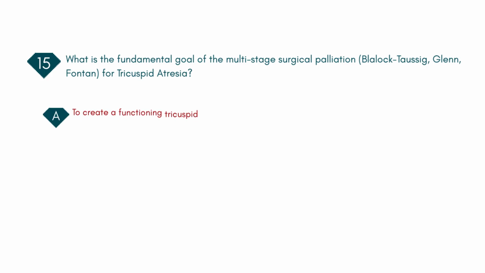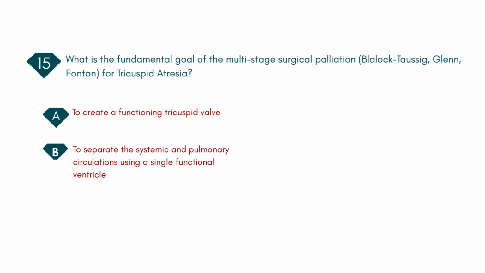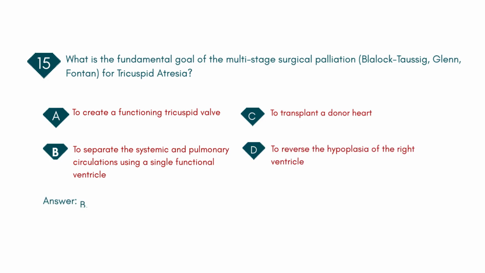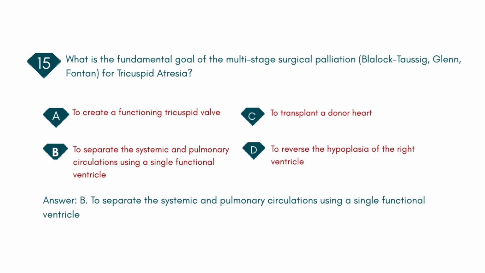What is the fundamental goal of the multi-stage surgical palliation, Blalock-Taussig, Glenn, Fontan, for tricuspid atresia? A. To create a functioning tricuspid valve. B. To separate the systemic and pulmonary circulations using a single functional ventricle. C. To transplant a donor heart. D. To reverse the hypoplasia of the right ventricle. Answer B. To separate the systemic and pulmonary circulations using a single functional ventricle.